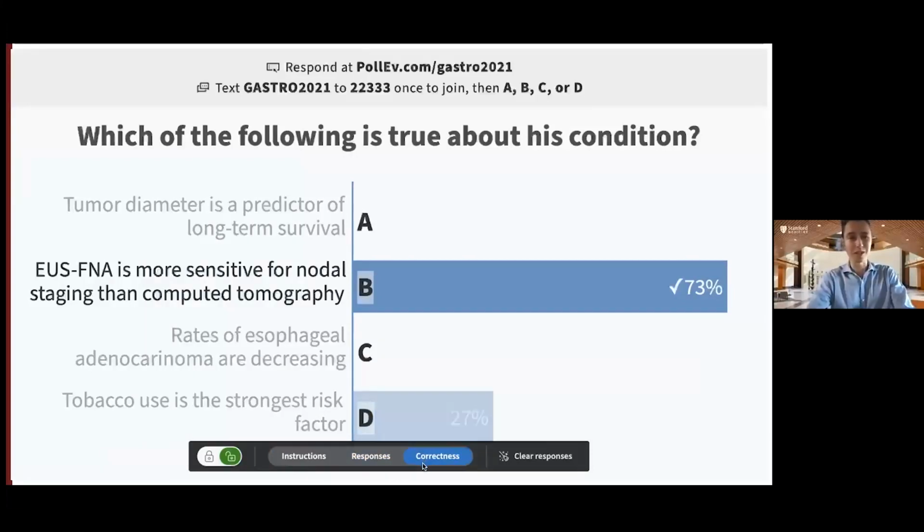Which is B, EUS FNA is more sensitive for nodal staging than CAT scan. Clearly, EUS FNA is more sensitive than computed tomography, which is more useful to detect distal disease or metastatic disease. The tumor diameter has nothing to do with the prediction of long-term survival. And the clear no answer is rates of esophageal adenocarcinoma are decreasing, which they are increasing, particularly in the West.